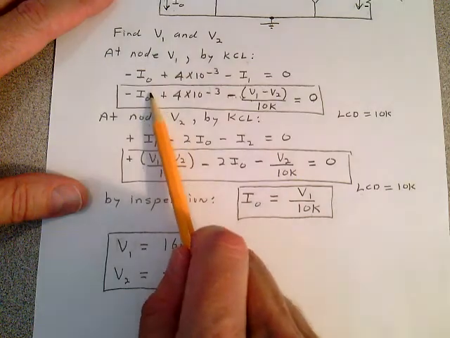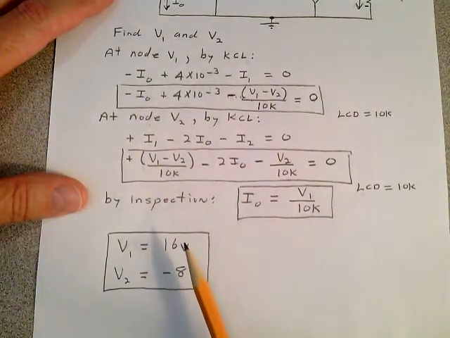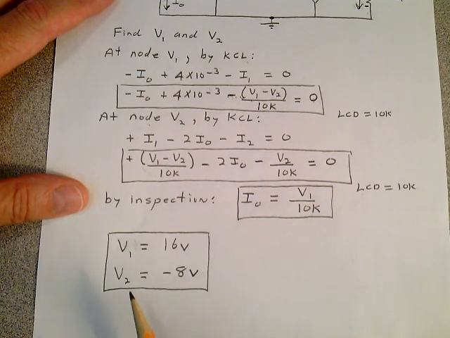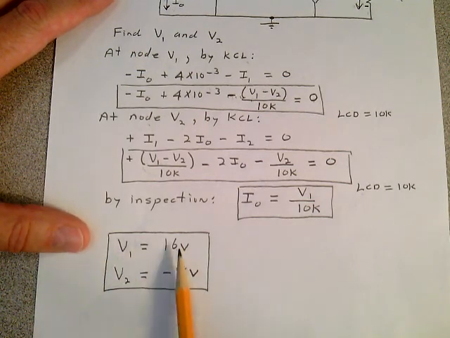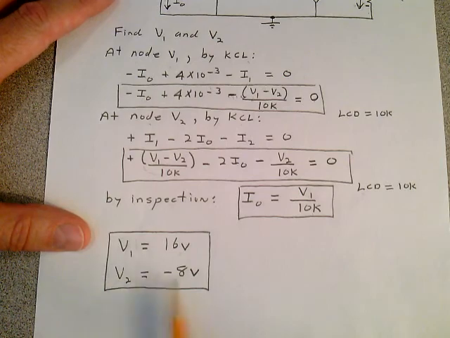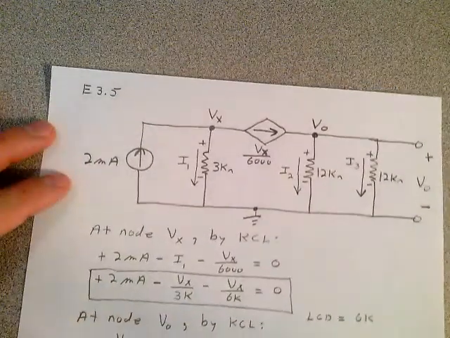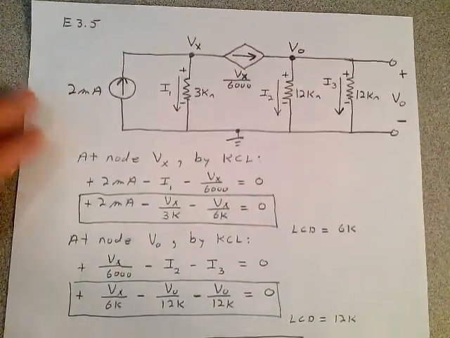You can either substitute and then solve these simultaneously, or get all three of these in a standard form, 3 by 3 determinant, if you will. And then you can calculate V1 as 16 volts and V2 is minus 8 volts. That's example E3.4. Example 3.5 looks like that.